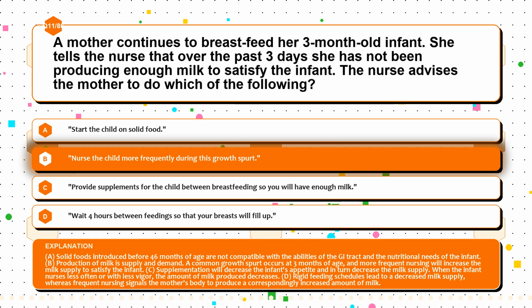B. Production of milk is supply and demand. A common growth spurt occurs at 3 months of age, and more frequent nursing will increase the milk supply to satisfy the infant. C. Supplementation will decrease the infant's appetite and in turn decrease the milk supply. When the infant nurses less often or with less vigor, the amount of milk produced decreases. D. Rigid feeding schedules lead to a decreased milk supply, whereas frequent nursing signals the mother's body to produce a correspondingly increased amount of milk.